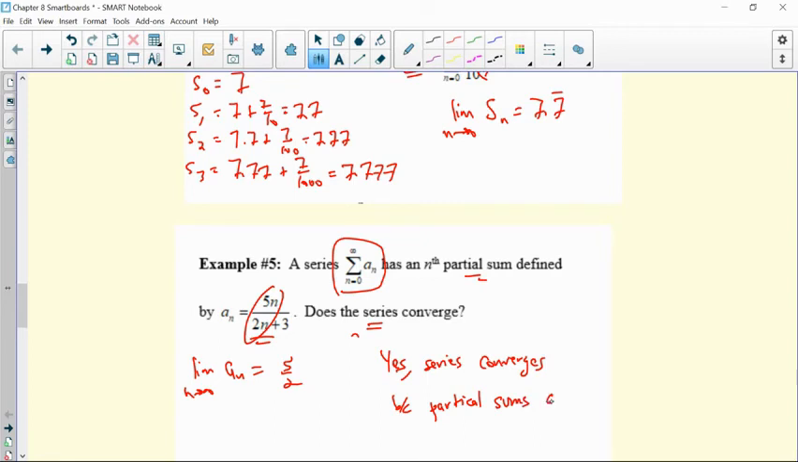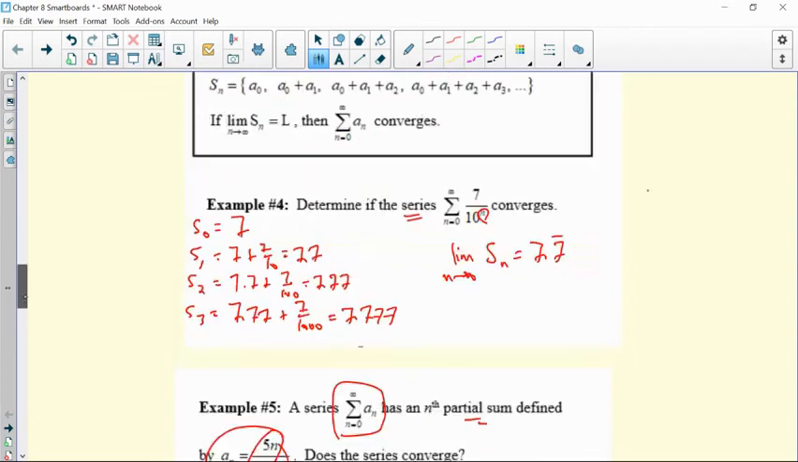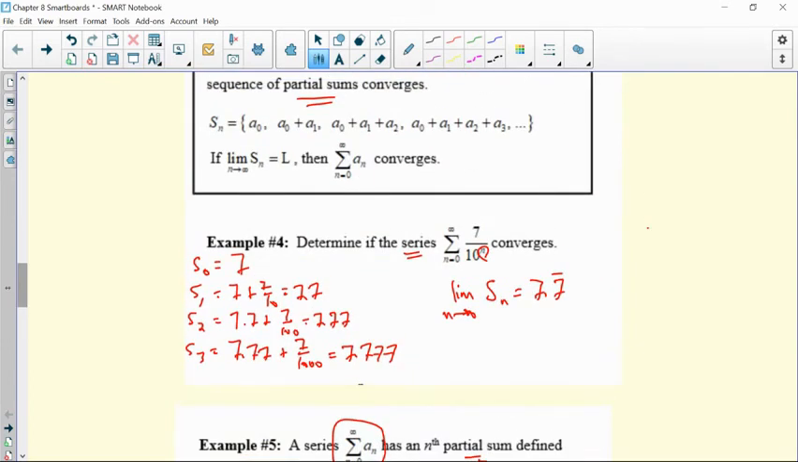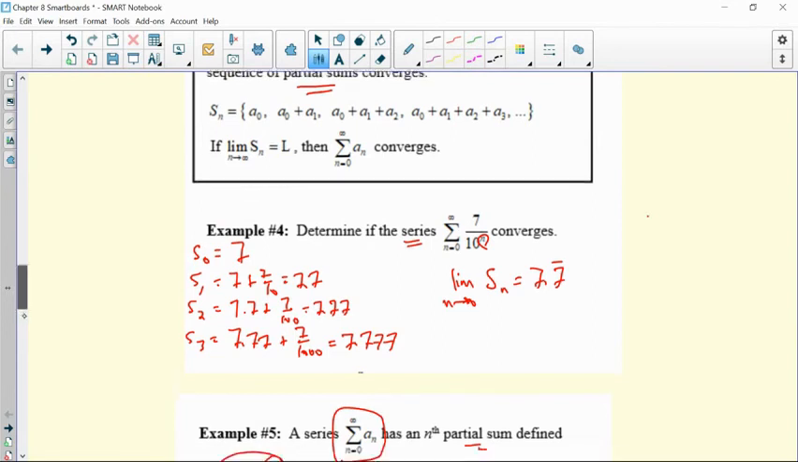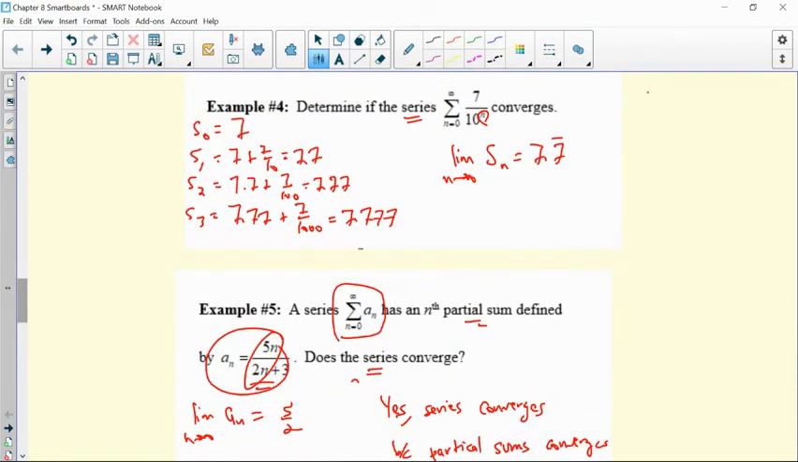And how do I know the partial sums converge? Because the expression that has been given to us is exactly the partial sums. The previous example, number 4, we were able to actually calculate it, right? Okay, and then in terms of a geometric series, right?